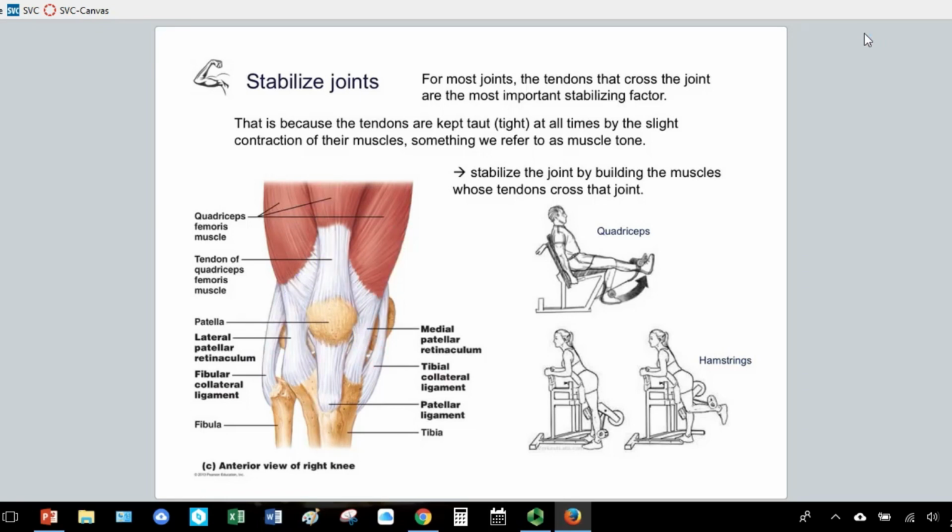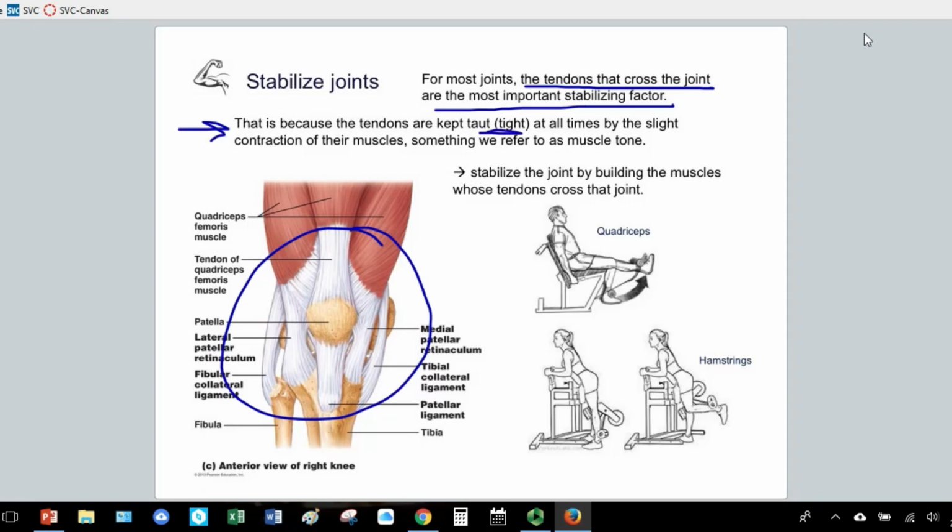So, for most joints, the tendons that cross the joint are the most important stabilizing factor. So the most important stabilizing factor for the knee joint and other joints is the tendons that cross them. And this is because the tendons are kept taut or kept tight at all times. So these tendons are tight, and because of their tightness, they stabilize the knee joint. The reason these tendons are tight is because skeletal muscles that are attached to them always have a slight bit of contraction.